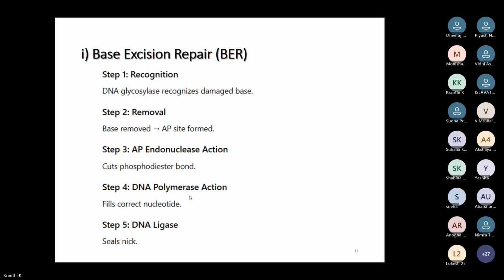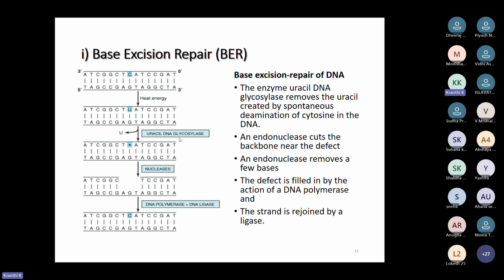Simple, you can imagine. There is a strand where one mismatched base is there. You have to excise it using the endonuclease enzyme. Then using DNA polymerase, attach a new base, then ligase. That's it. Now see the example.